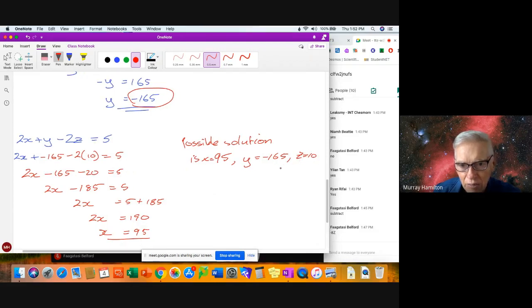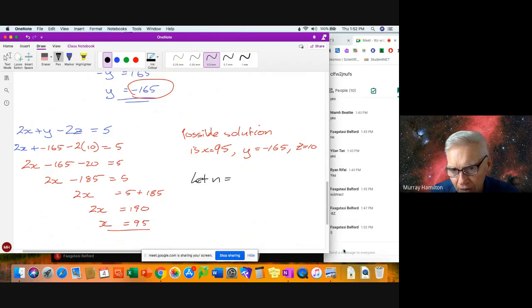Now, I just started with z as 10. I could think of another number. So we want to give at least 2 possible solutions. Would someone like to type in the side another number that we could decide z to be? And we'd say let n equal, who's going to type in a number there? Hopefully not too big. 5. Thank you, Tassie. Let n equal 5.